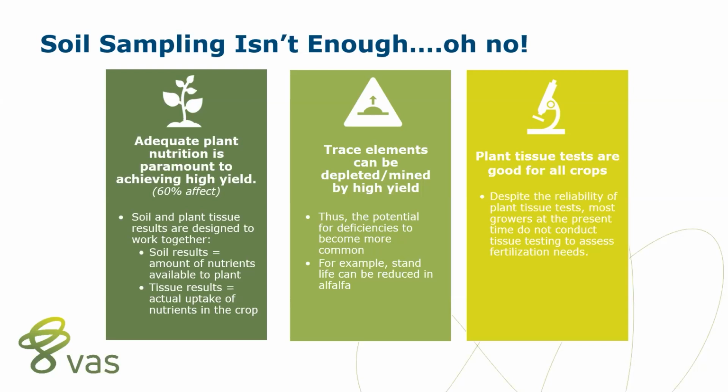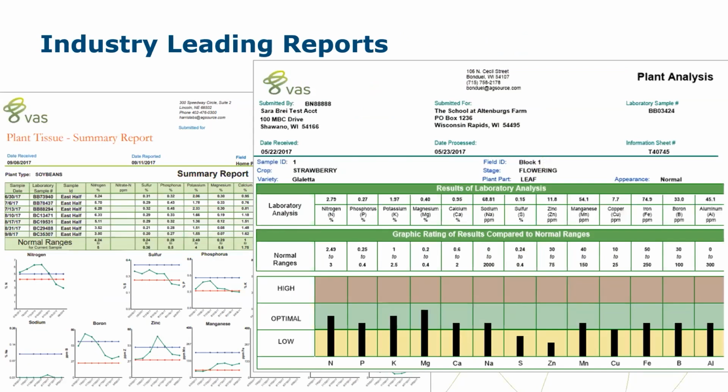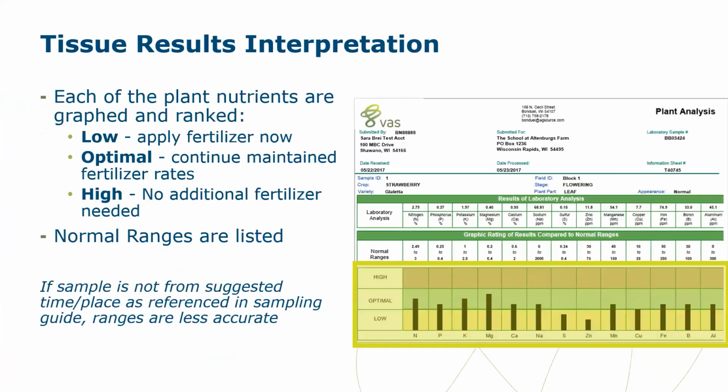Here are the VAS plant tissue reports. Customers really do love the layout and how easy they are to read, not to mention our fast turnaround of results within 48 hours.